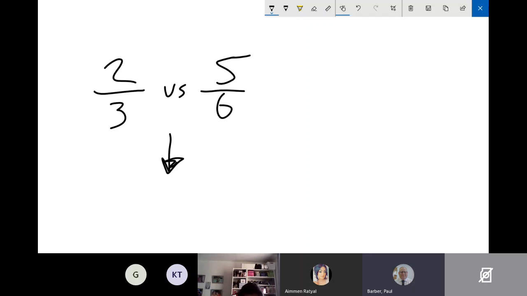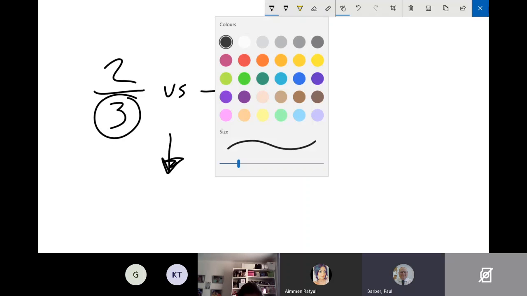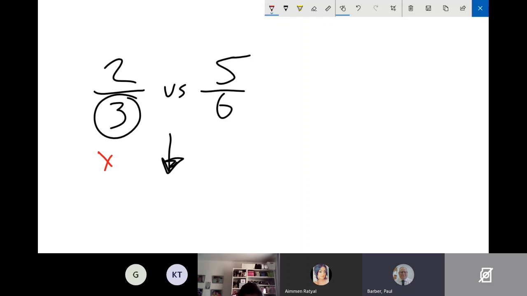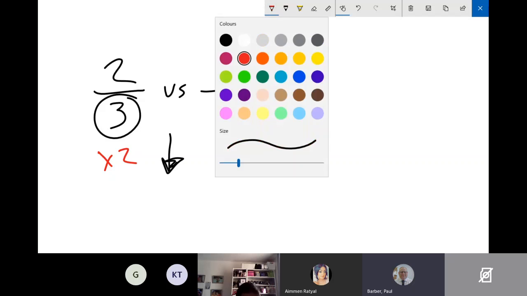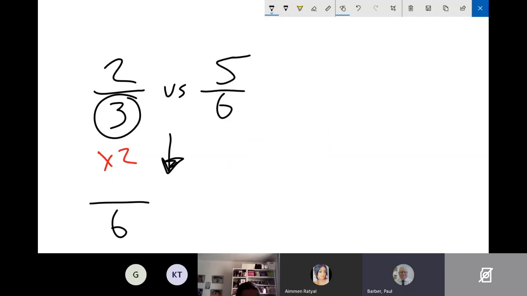Well, there's an obvious thing here in that Rafi's was cut into 3 pieces. But let's imagine Rafi had cut into 6 pieces. To do that, we need to double what he's done here. So if we double the bottom to 6, we need to remember what I said before, whatever you do to the bottom line, you have to do to the top line. So we'll double the 2 to 4. Obviously, we don't need to change hers because hers was already out of 6.